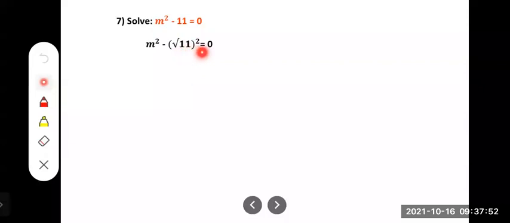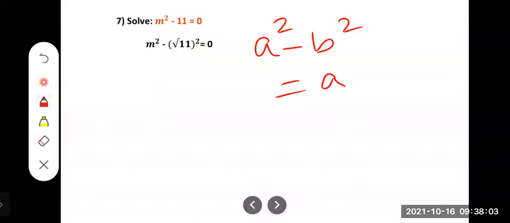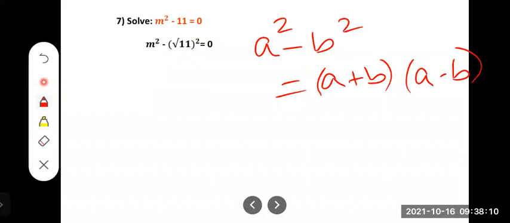Clear, children? Now you know this is a square minus b square. So what is the a square minus b square form? A square minus b square. So what is the identity, student? A plus b into a minus b. Understood? The same thing you substitute over here. So what you will get? M plus root 11 into m minus root 11 you will get.